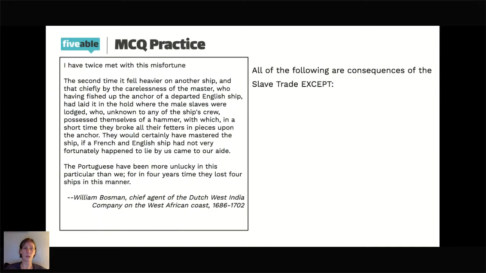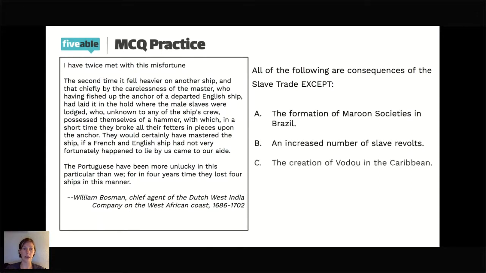All of the following are consequences of the slave trade, except, and I'll just pull all of the answers up and let you look at them so that you can give a guess for your answers. So we've got A. All the following are consequences of the slave trade, except the formation of Maroon societies in Brazil. B, an increased number of slave revolts. C, the creation of voodoo in the Caribbean. Or D, the conquest of the Americas.